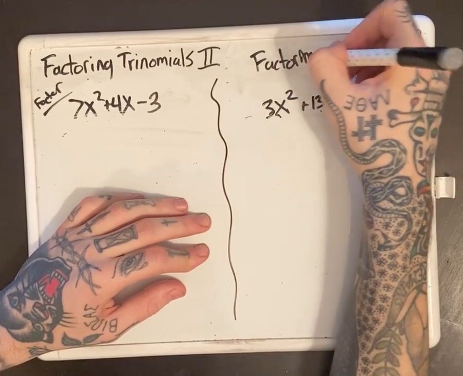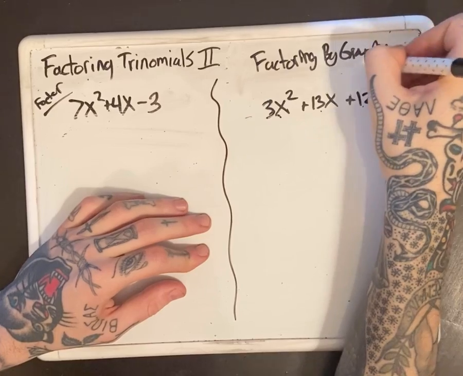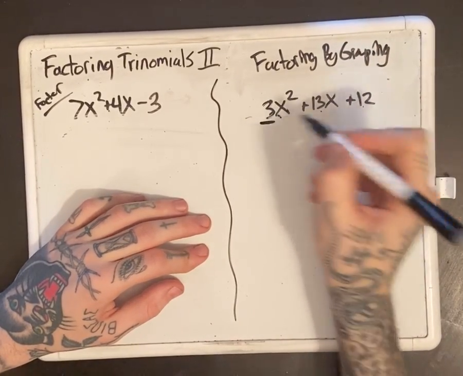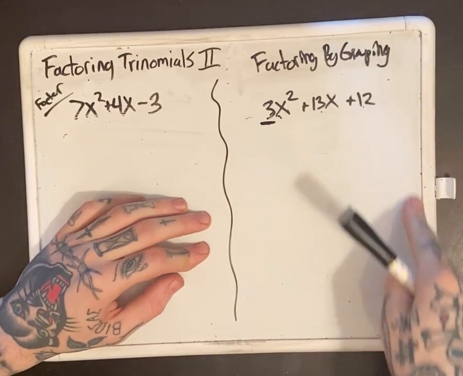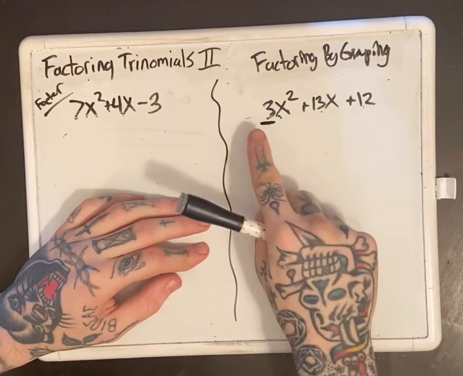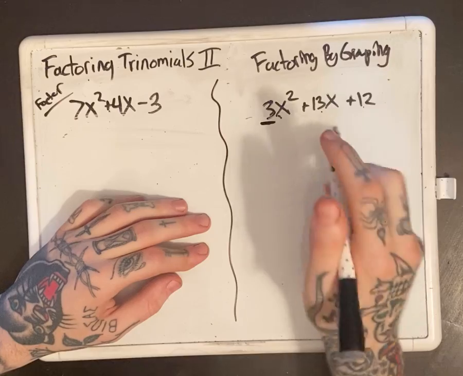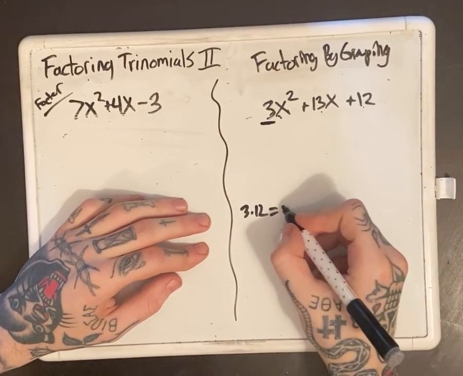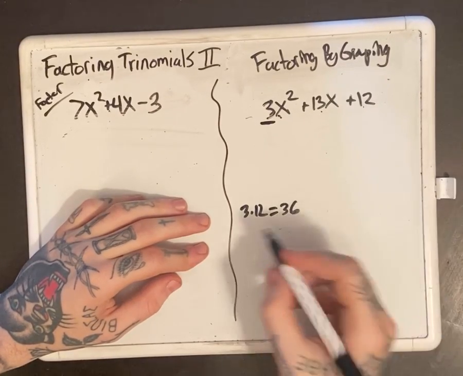Factoring by grouping. Okay, so we do this type of factoring when there's a number in the first term. The first thing we do is multiply that number by the last number. So 3 times 12, and that's going to give us 36. Now we're going to factor 36.